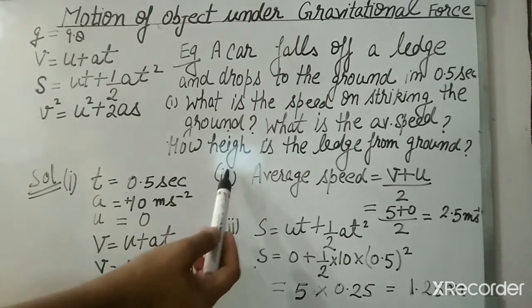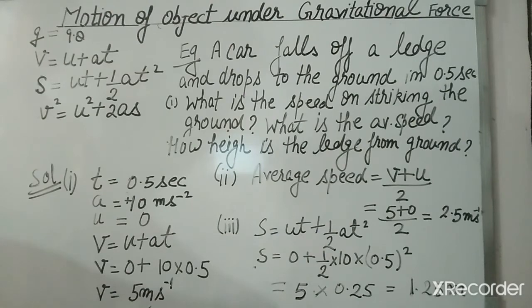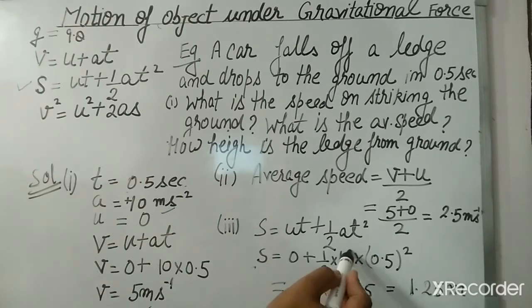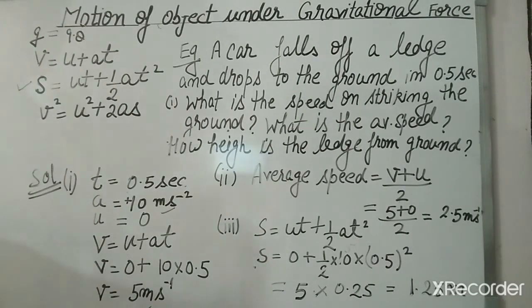Another is how high. We have to calculate the distance, the height of the car from the ground. So the formula is s equals ut plus half at square. u is 0, so the first term becomes 0, half into a, acceleration 10, t square 0.25. So it comes to 5 into 0.25, right? So the answer is 1.25 meter. The car is 1.25 meter from the ground. It is the height, or we can say the distance.